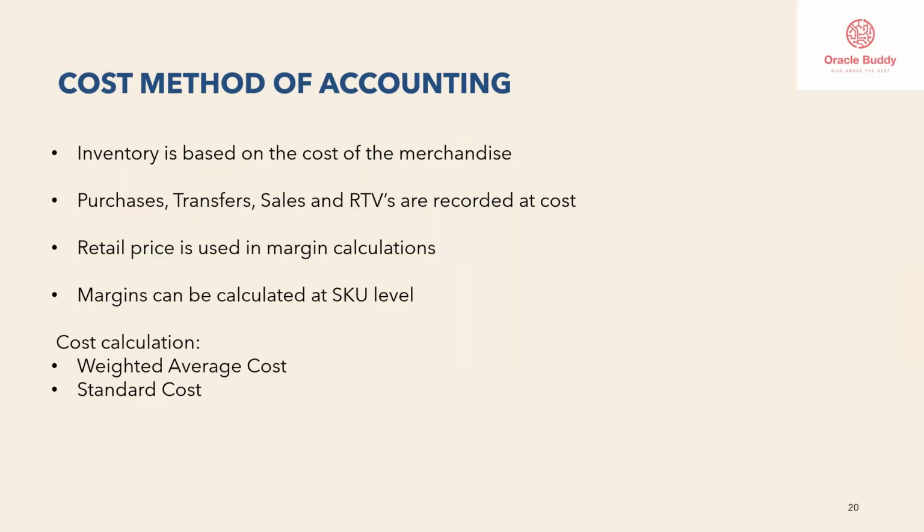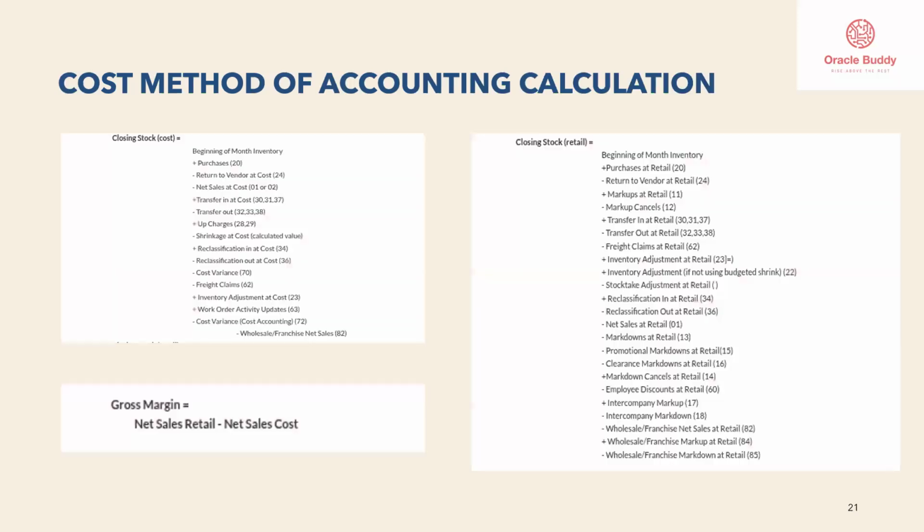Next is the cost method of accounting. Inventory is based on the cost of merchandise. Purchase orders, transfers, sales, and RTVs are recorded at cost. Retail price is used in margin calculation. Margins can be calculated at SKU level. For cost calculation, we have weighted average cost and standard cost, so in two types we can do a cost calculation.